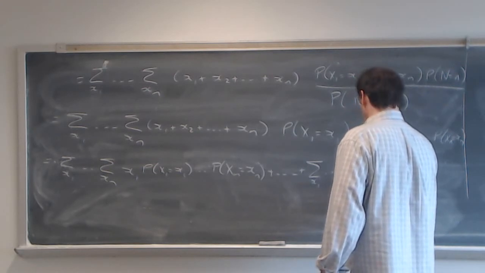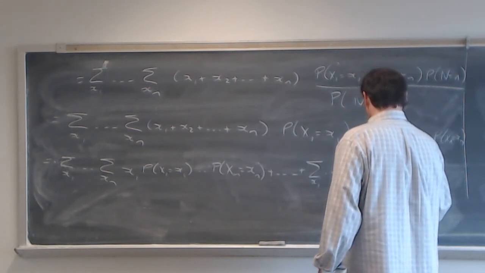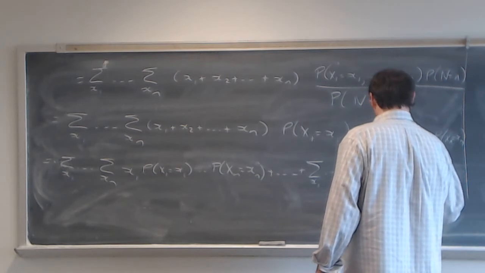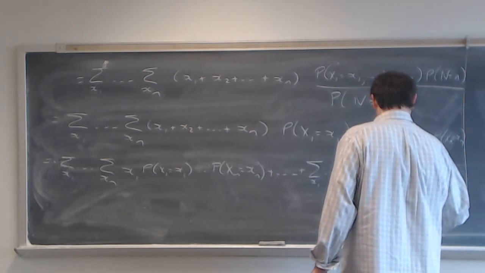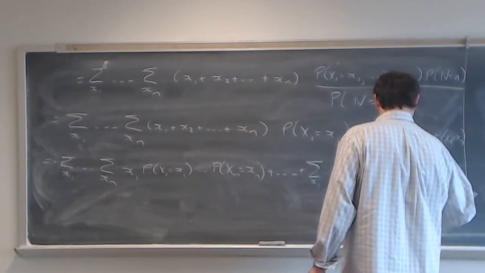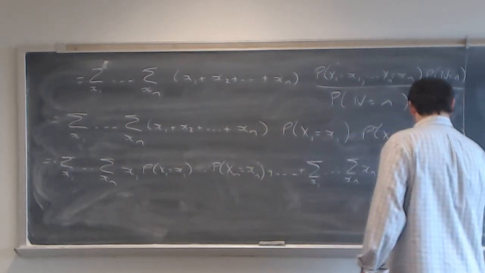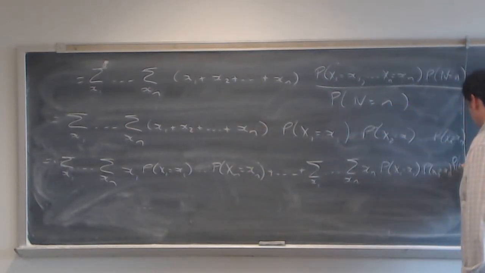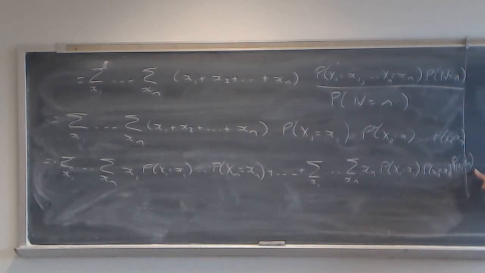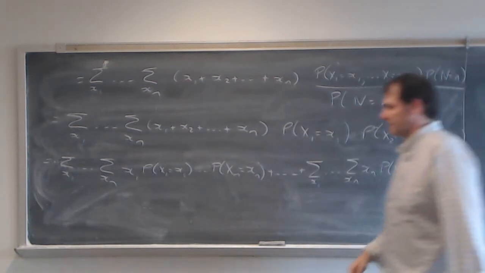So the last one's xn has probability of X1 equals x1 times the probability that X2 equals little x2, and then times the probability that Xn equals little xn. Put that in there. I think you can see it. We know it should be.